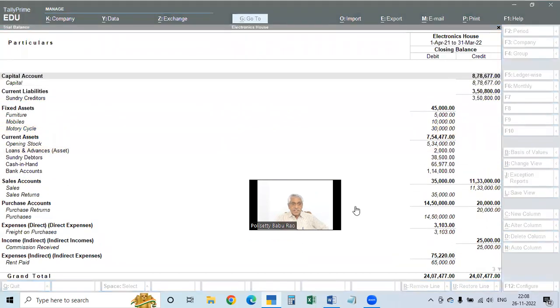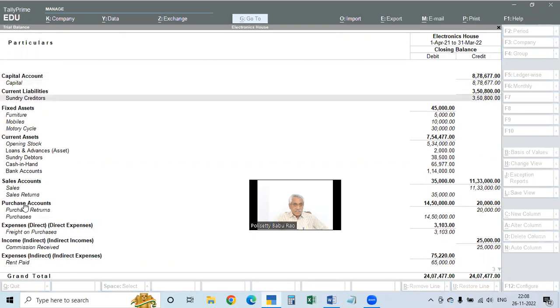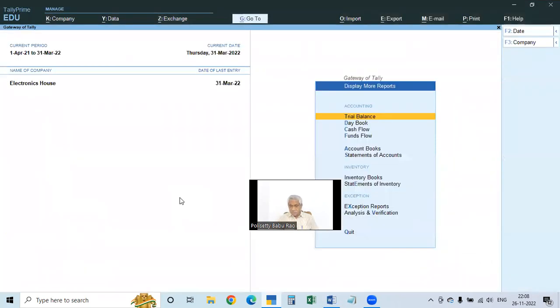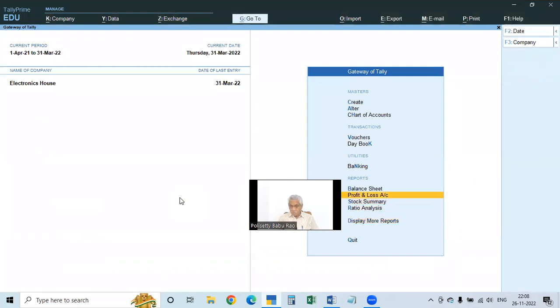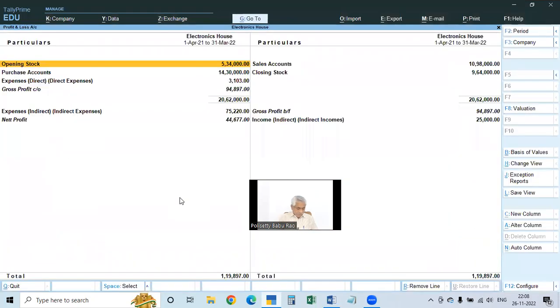In this case, you see capital, liabilities, assets, fixed assets, and current assets. All these are there. And then sales, purchases, expenses, incomes, etc. From sales onwards, all these are incomes and expenses. They are taken to the profit and loss account. Yesterday we did that. Go to this profit and loss account.